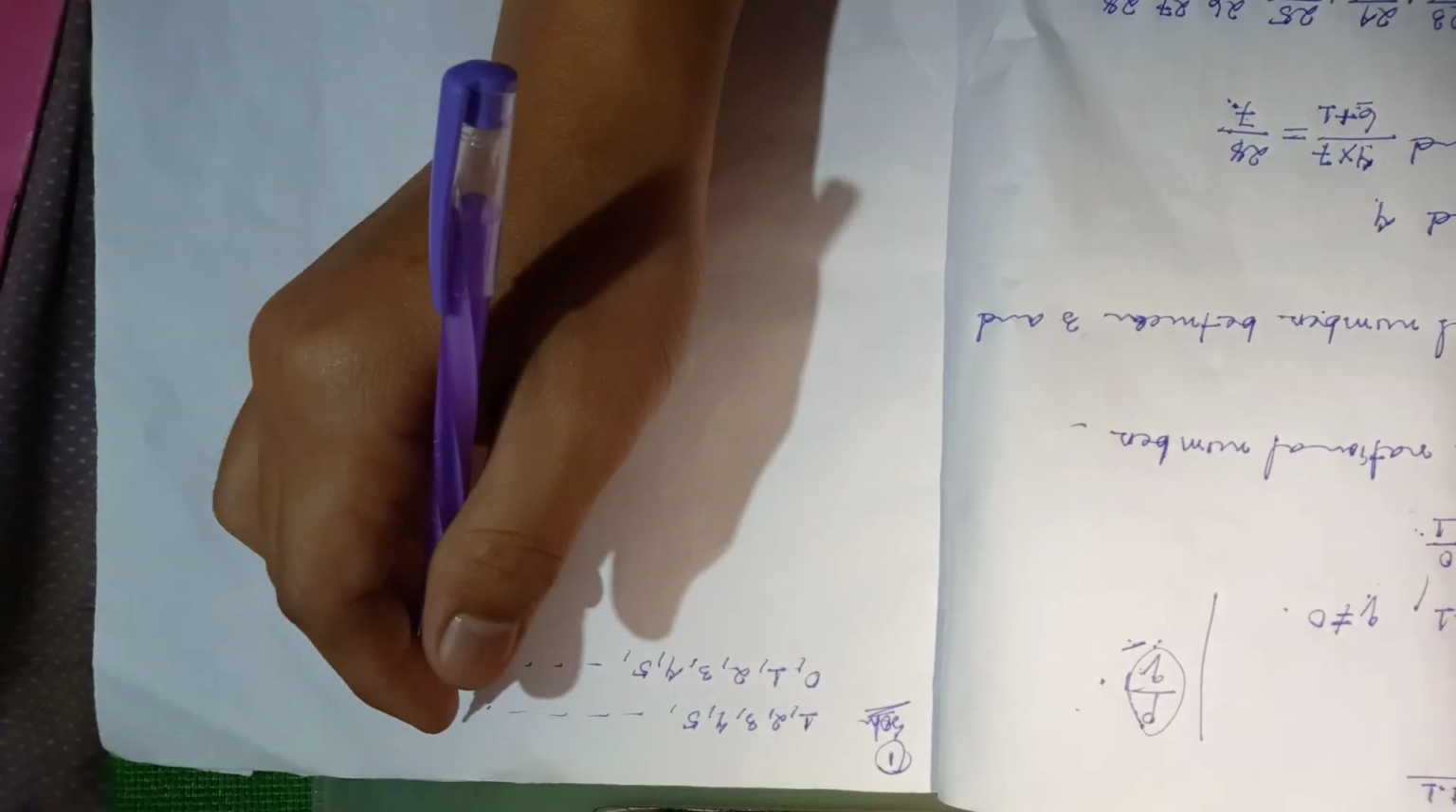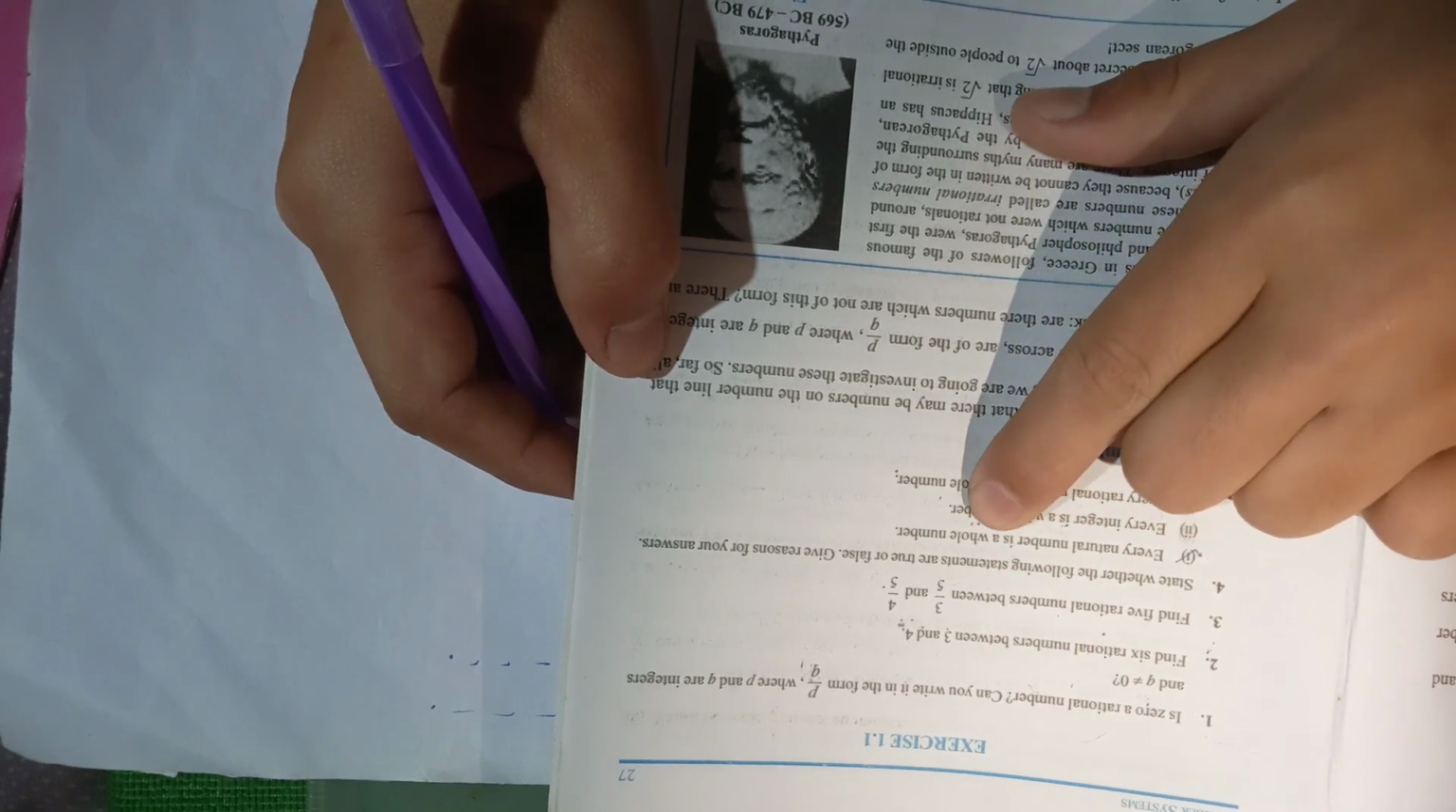So let us see once more the question. Every natural number is a whole number. So what are natural numbers? Natural numbers are 1, 2, 3. And what are whole numbers? Whole numbers are the ones that start counting from 0. Every natural number is a whole number.